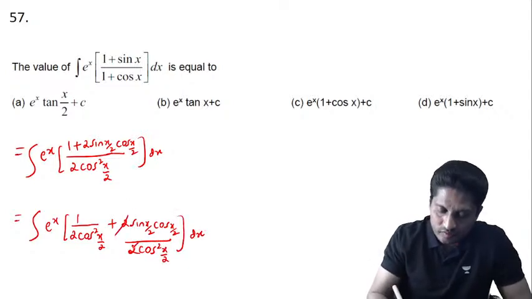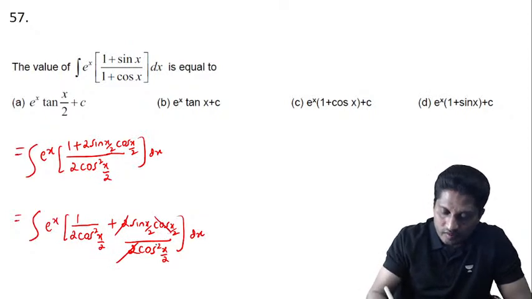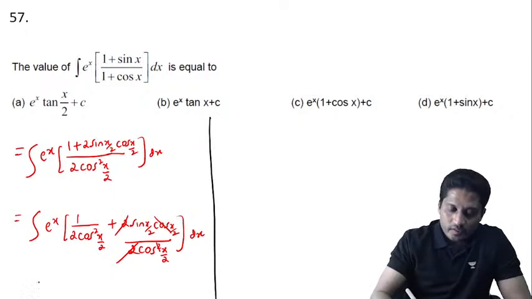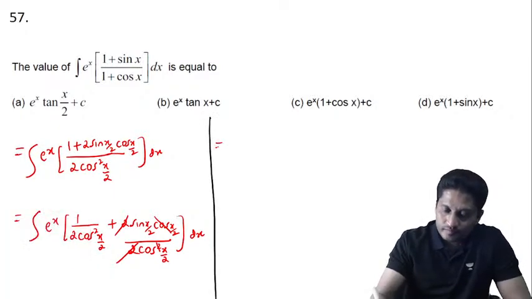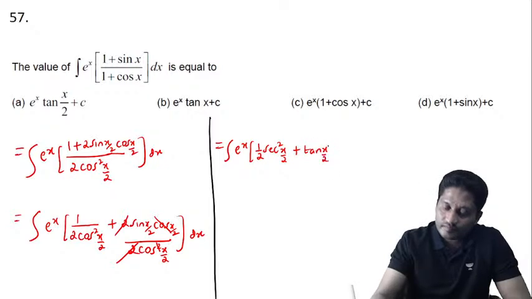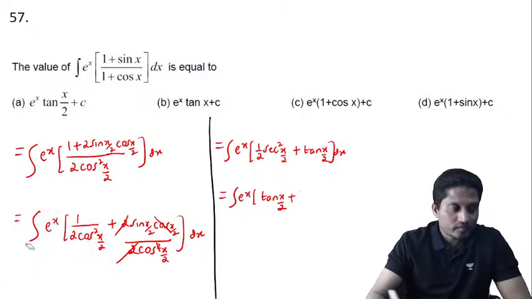I cancel this 2 and 2. Right, I'm going to cancel cos and the square. So this is 1 upon 2 e power x into a bracket. This is 1 upon 2. 1 by cos is sec, right? So this is sec square x by 2. And sin by cos is tan. You get tan x by 2 dx. Right, so this is equal to e power x into this is tan x by 2 plus this is half of sec square x by 2.